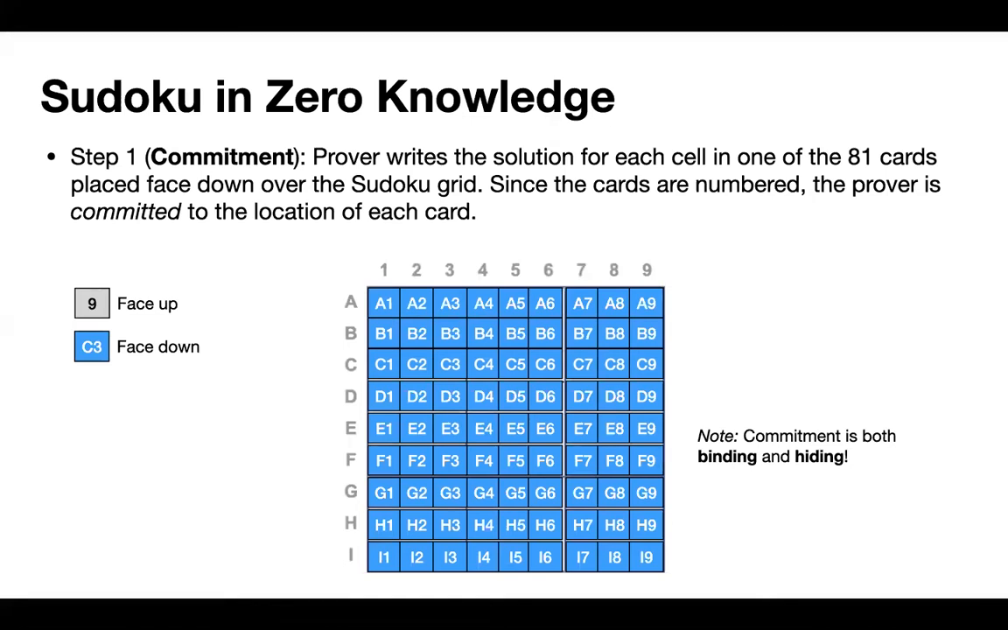I can actually give you another often cited analogy of commitment. If I want to commit to a value, I write it on a piece of paper, I put it in a box, I lock it, I send the box to you, but I keep the keys with me. Which means that when you look at the box, the value which is inside cannot be changed. I cannot go and change it. But since you don't have the key, you cannot open the box and read the value. So in that way, it is hiding. So this is actually quite a useful primitive for zero knowledge proofs. And we see an example of that in this zero knowledge proof as well.